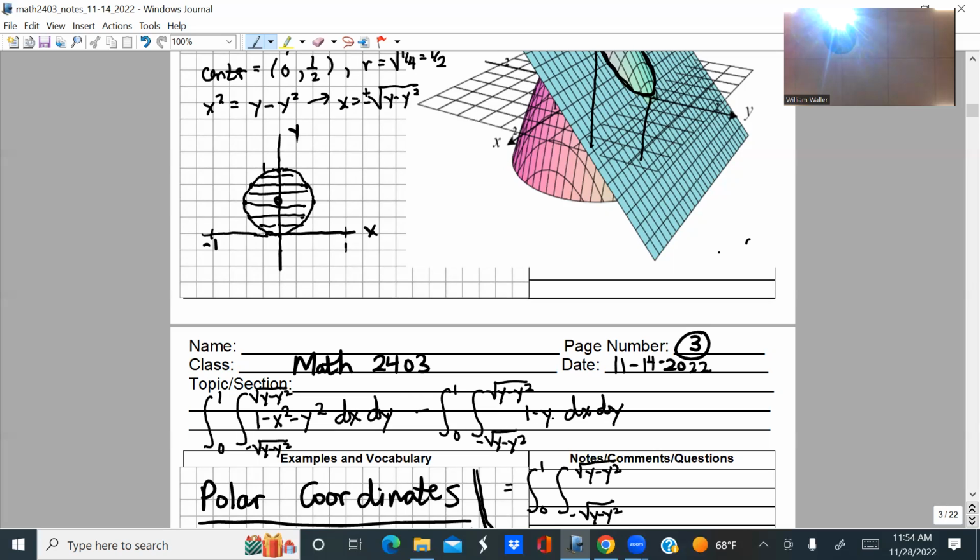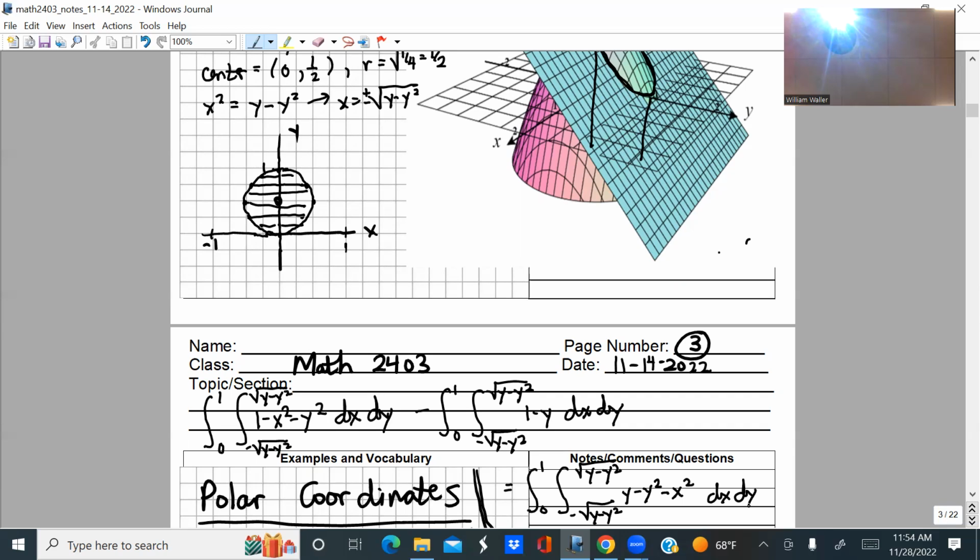And then this will become a plus y, right? So it looks like we end up with, let's write it like this, y minus y squared minus x squared, dx dy. Is that right? Am I doing that right? So finally, there's the double integral that we have to integrate.